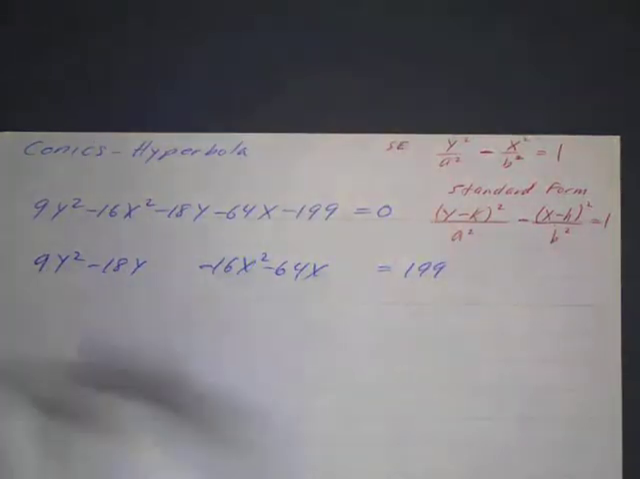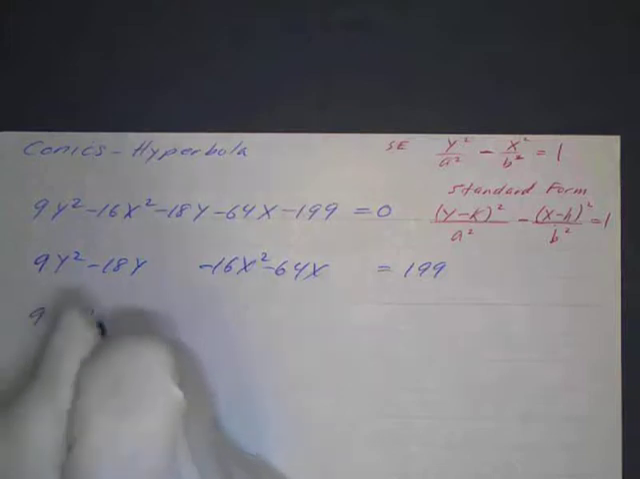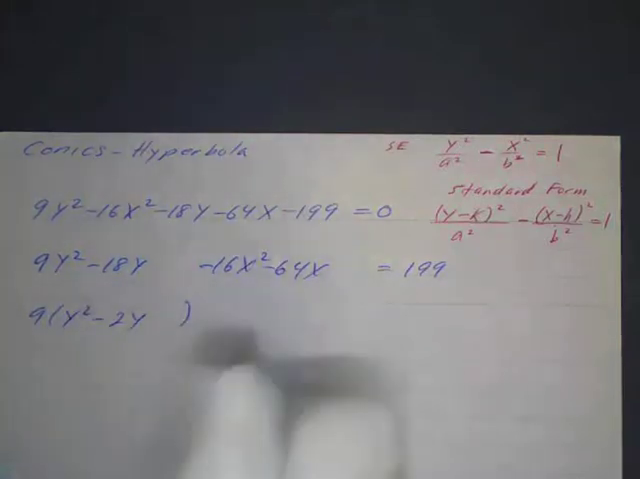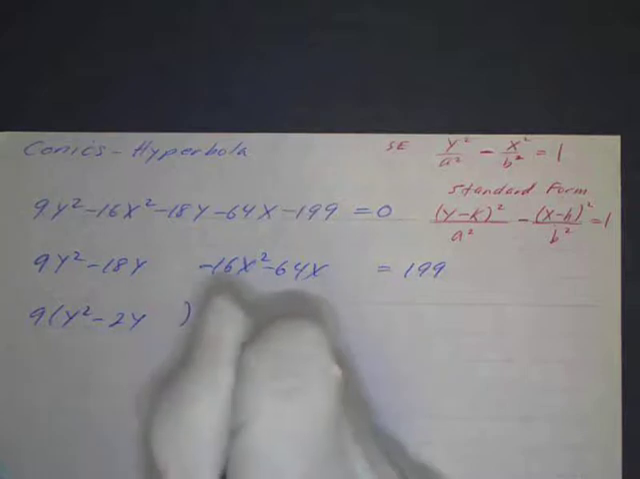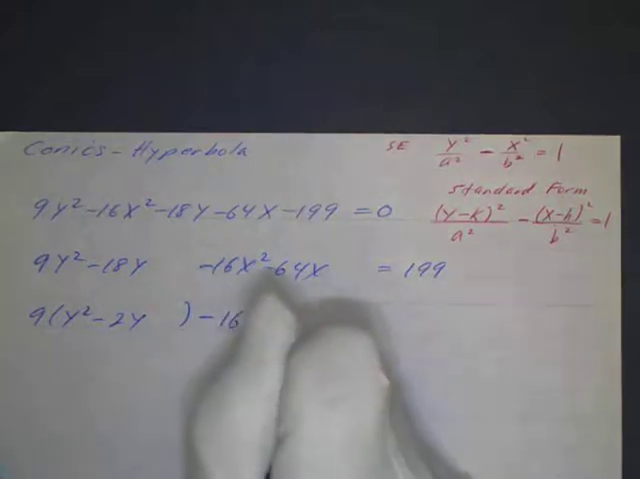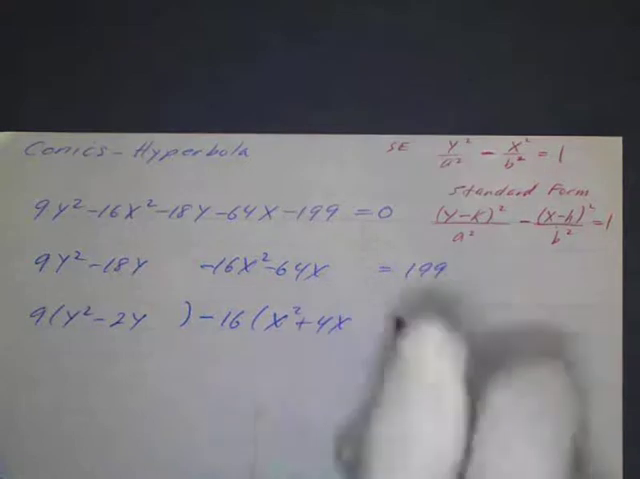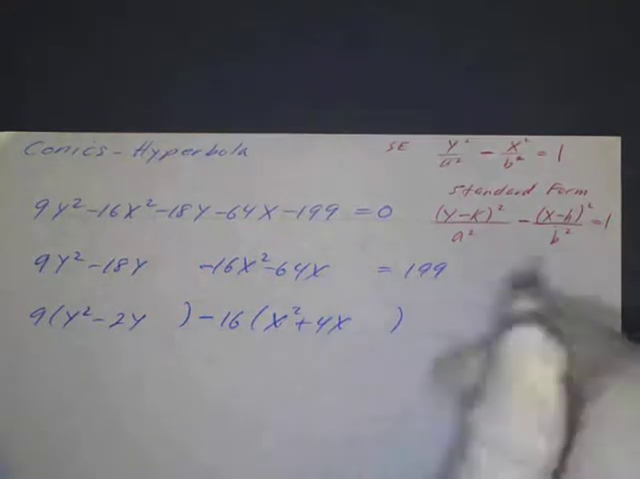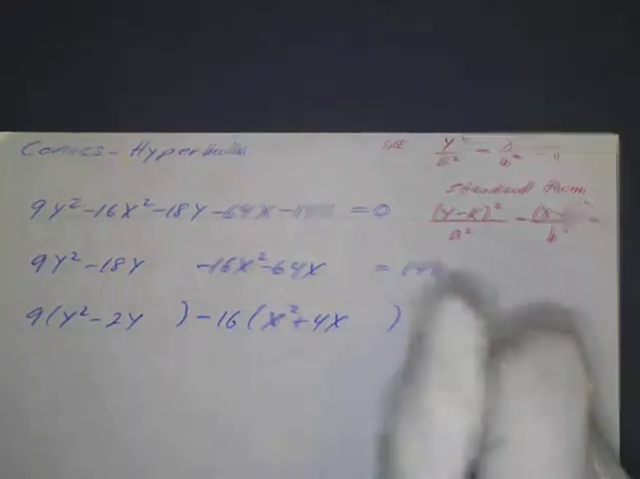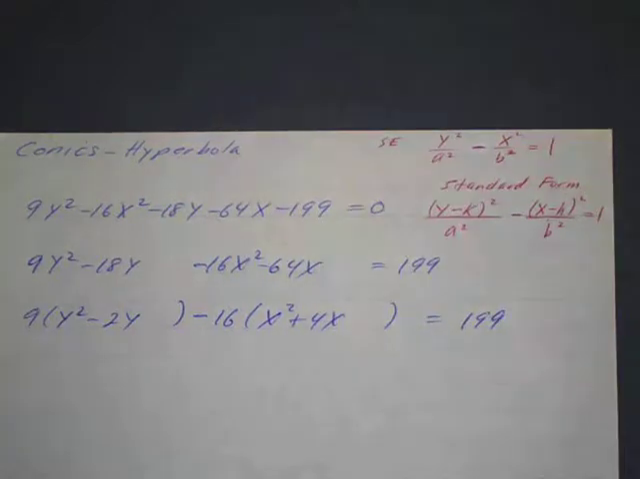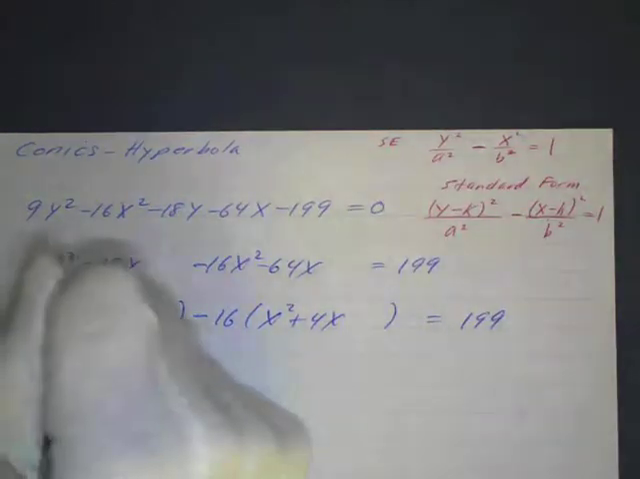Okay, then we'll factor the 9 out, so we have just a 1 in front of the y squared. So 9 times y squared minus 2y, leave room to complete the square, and take out a negative 16, and we'll have x squared plus 4x. And then we're going to remember our complete the square.